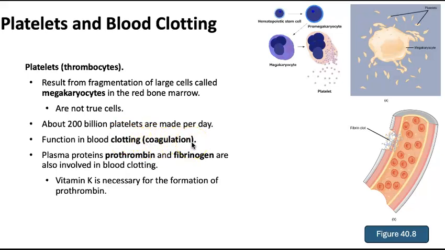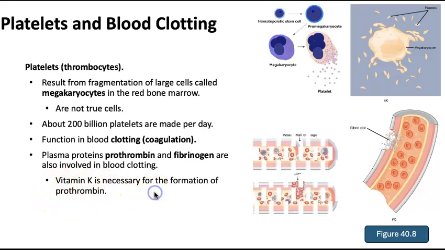Now, our plasma proteins, prothrombin and fibrinogen, are also involved in the clotting process. So we absolutely need them along with vitamin K so that we can form prothrombin.